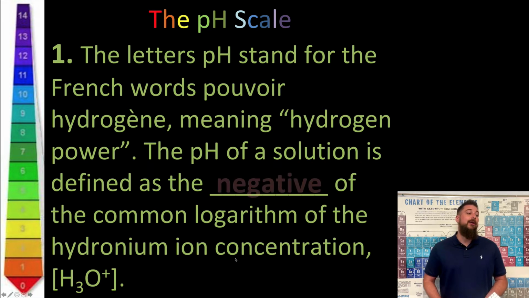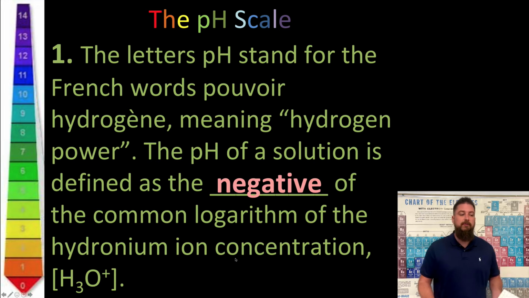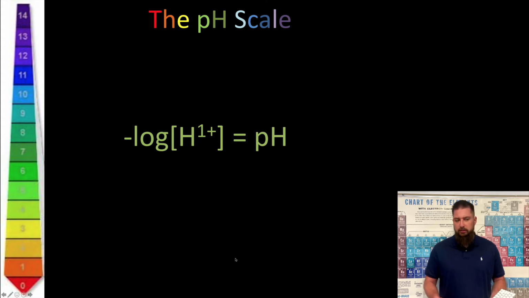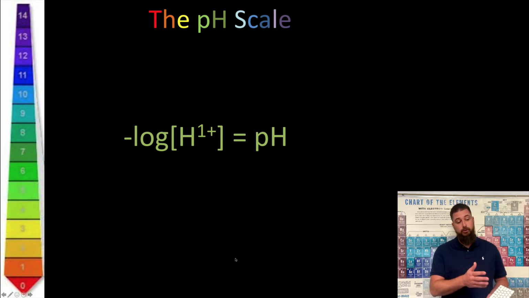The letters pH stand for a French word that I'm not even going to try to say, which means hydrogen power. It tells us the strength or the concentration of the hydrogen. The pH of a solution is defined as the negative log of the hydrogen ion concentration, and this here is the equation. Again, if you're not in Algebra 2 yet, that's totally okay, because when we go through practice problems, I'm going to show you how to type them in the calculator. It's the negative log of the hydrogen ion concentration equals the pH.